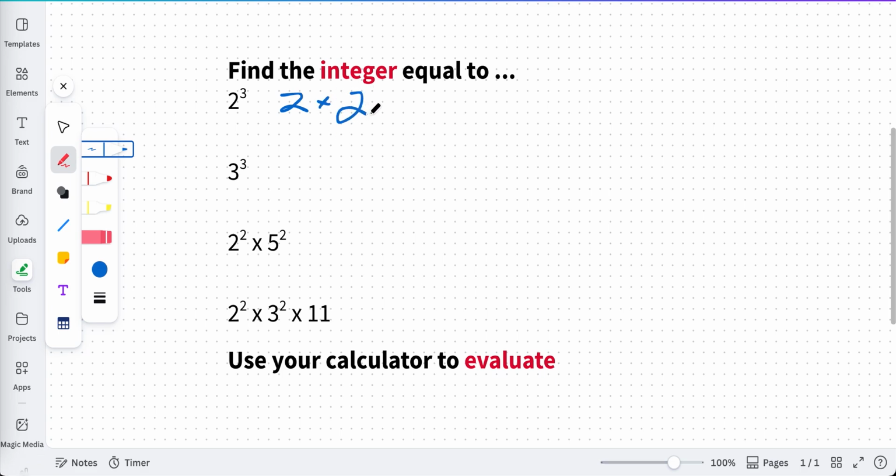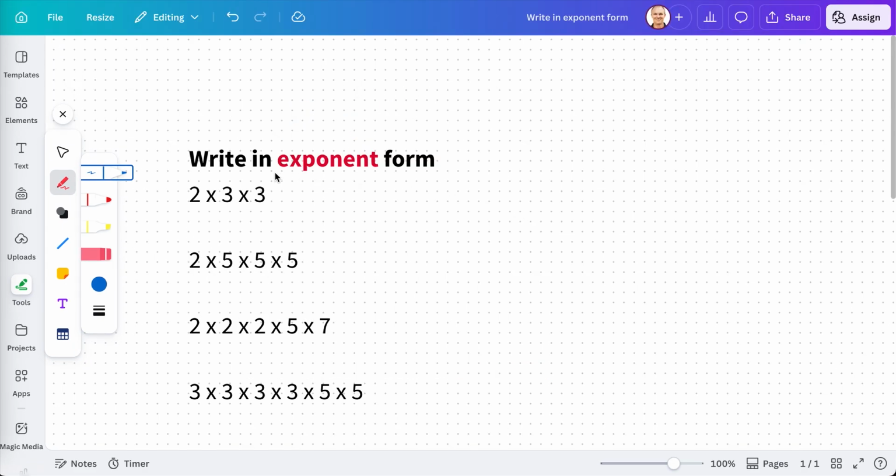I'm going to write in exponent form. We need to change this. So let's first group our numbers. And so we have 2 3's, so we're going to write 3 to the second power, and that's multiplied by 2. And then we're done. Box your answer.